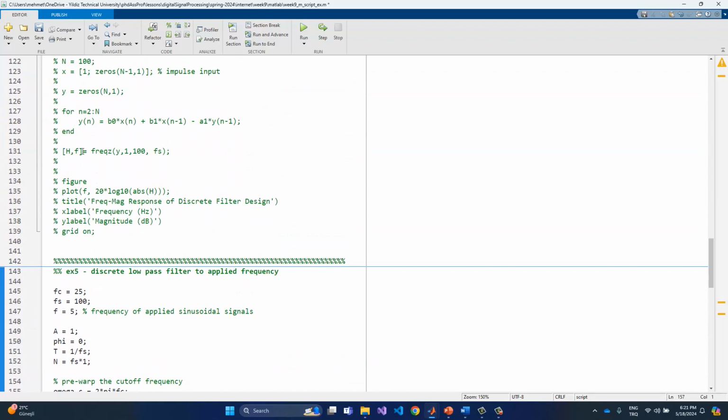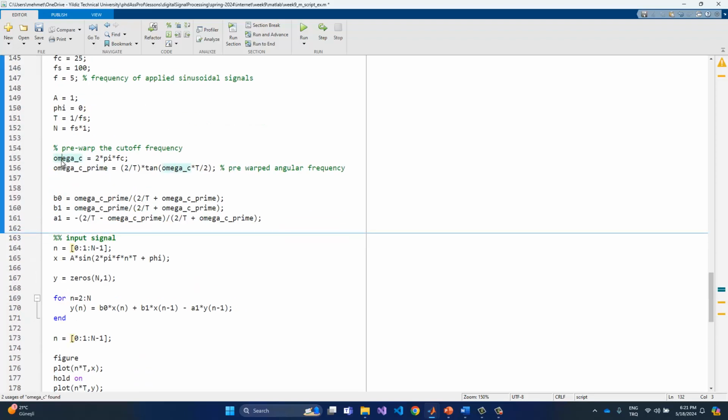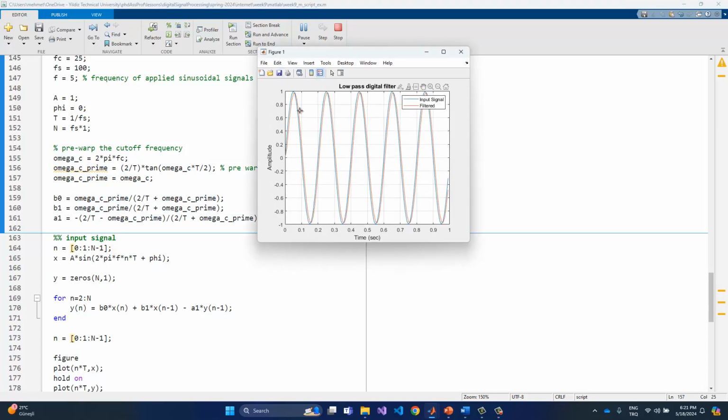And so also we need to give the frequency characteristics in here, h and f, right? But if I choose right now the omega c prime to equal the omega c, then our results are changed, right? See that?